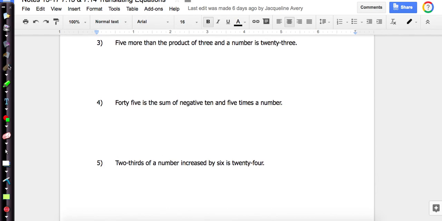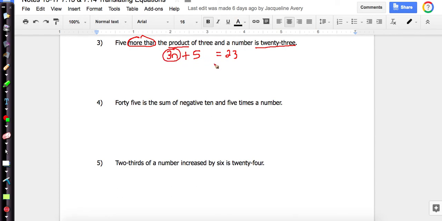Okay. 5 more than, circle, the product of 3 and a number is 23. So we're going to write equals 23 first. Now, let's ignore the circle words for just a second. We're going to say this is 5 plus 3n, because remember, product means multiplication. We always put the number in front of the letter. So 5 plus 3n, but because I circled that word, I know I have to switch the order of the 3n and the 5. So 3n plus 5 equals 23.